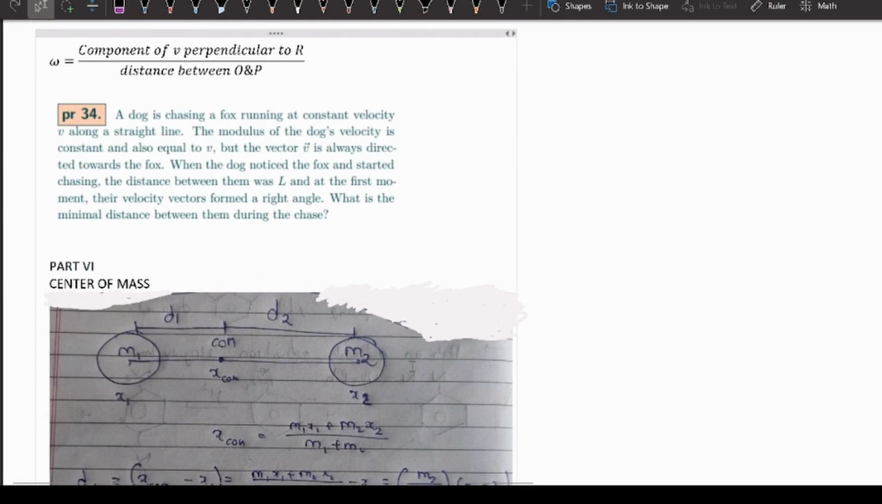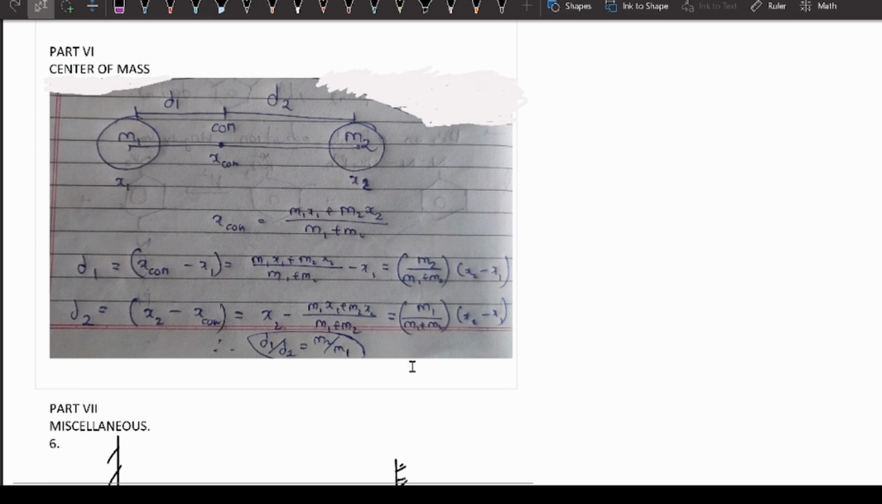Okay. Next part is center of mass. The center of mass formula is x equals m1 x1 plus m2 x2 divided by m1 plus m2. In this relation, what you understand is that the distances are inversely proportional to the masses. So d1 by d2 is equal to m2 by m1.